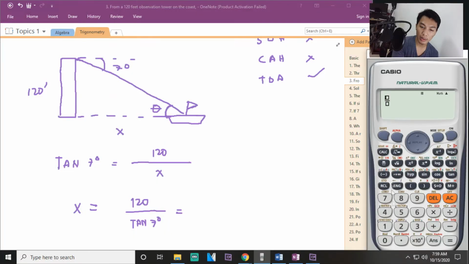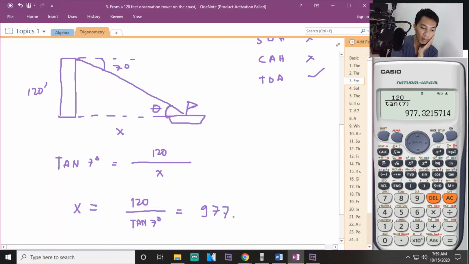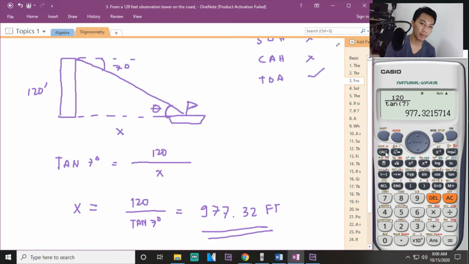Calculator, 120, tangent 7. The answer is, kailangan pala. Okay, so 977.30. So that is problem number 3.